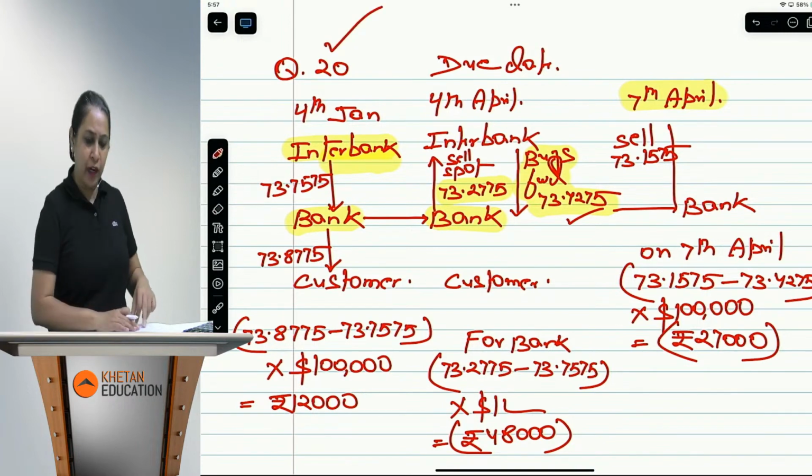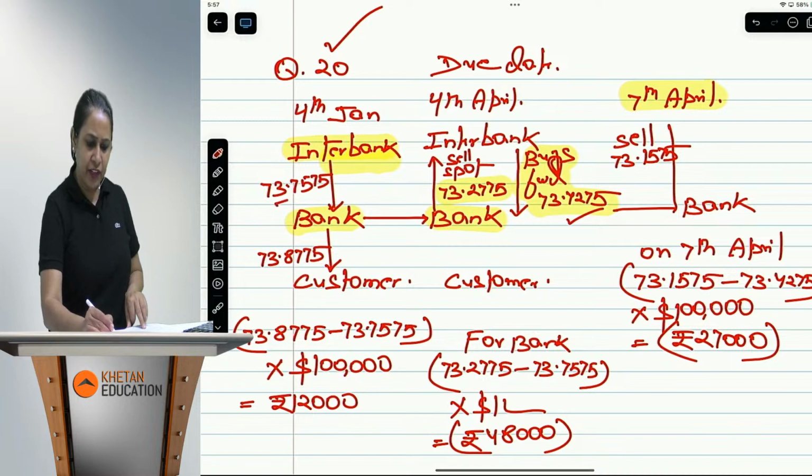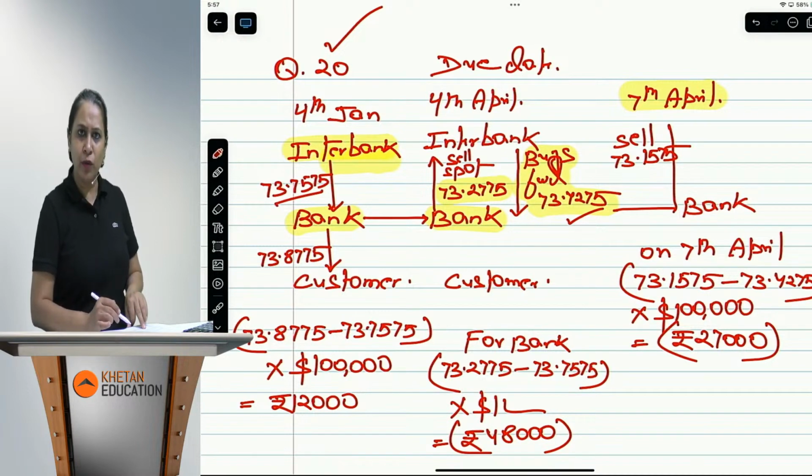On 4th of April, come on 4th of April. The customer does not come. Okay, the customer does not come. Relax, don't worry. On 4th of April, the customer does not come. The bank will sell spot at 73 point, say yes for everything, okay? The bank sold the currency, this currency which it had promised at 73.2775, correct? This is correct, right?